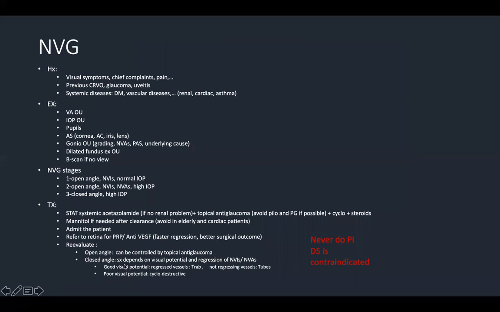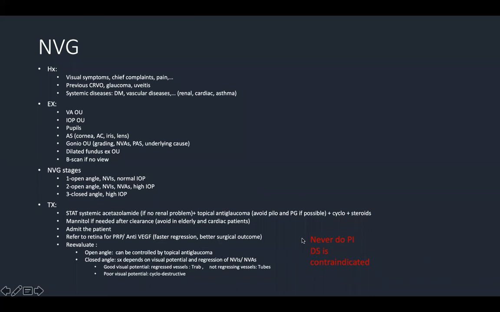If the angle is closed, then you would consider surgical treatment. It depends on two things: on the complete regression of the vessels and on the visual acuity and the other eye status. If the visual acuity is good and there is a good visual potential, then you would go for either trab if the vessels are regressed, or tubes. If the visual potential is poor and the other eye is better, you can consider cyclodestructive surgery. There is one note that DS is contraindicated even if the angle is open and the vessels are regressed.